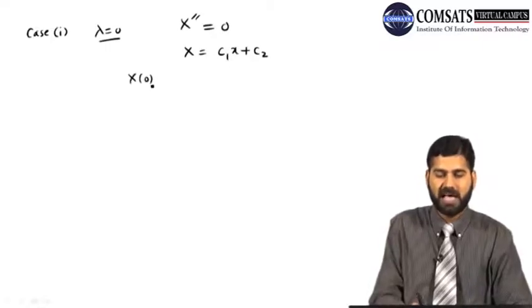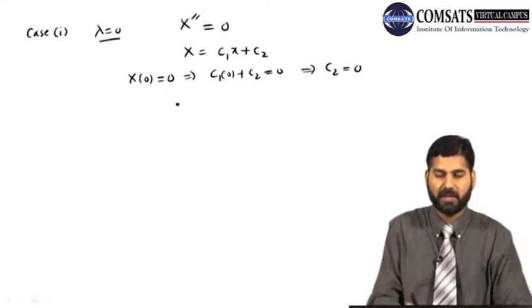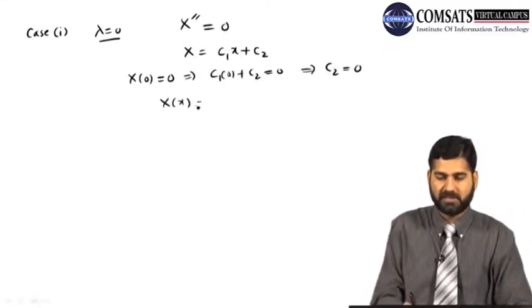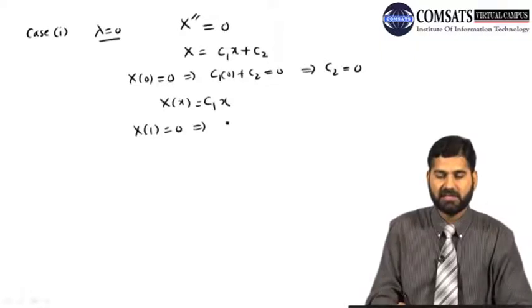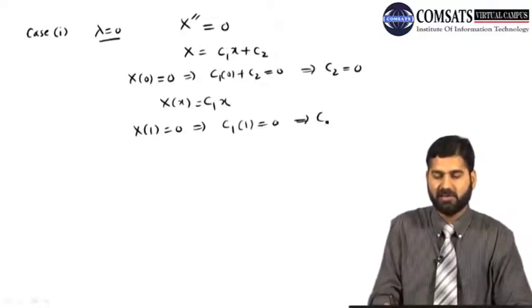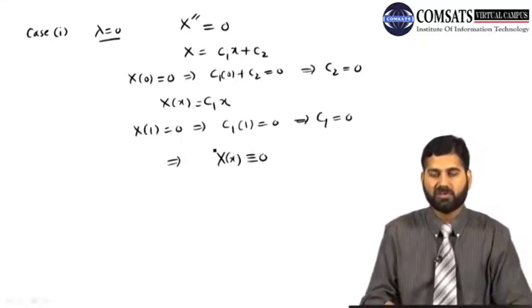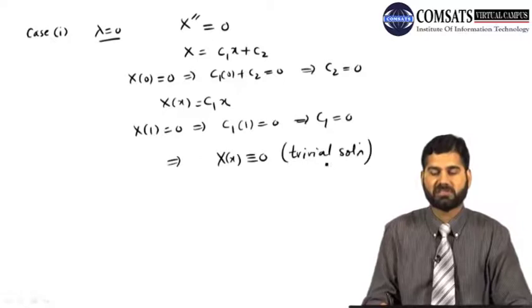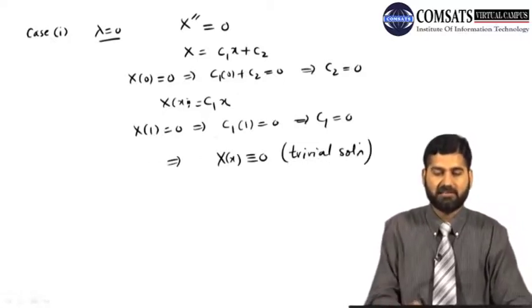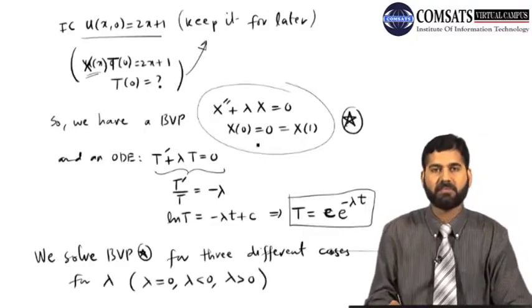Now if you use the conditions, X(0) is equal to 0 will make it c1 times 0 plus c2 is equal to 0. So this implies that c2 is equal to 0. Now X becomes just c1 x. Now if you use the second boundary condition, X(1) is equal to 0, it means c1 times 1 is equal to 0. So this implies c1 is also equal to 0. So this implies capital X(x) is identically equal to 0. So it's a trivial solution. And we don't need that. We don't need trivial solutions. I need a non-trivial solution. The value of lambda that gives a non-trivial solution is called the eigenvalue of this system. All right?